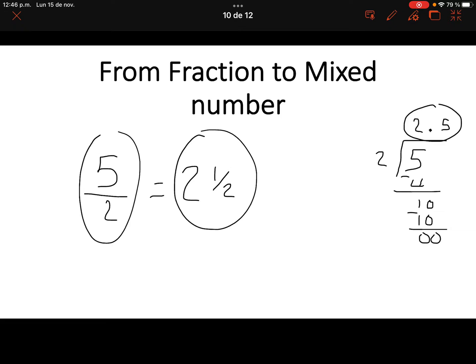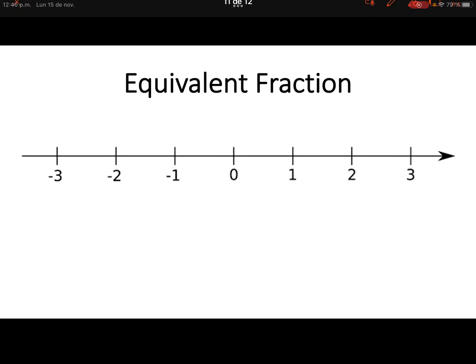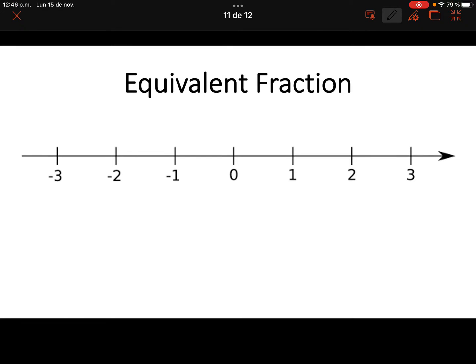Okay? Now, let's talk about equivalent fractions. Equivalent fractions are, in the number line, fractions that are exactly in the same position. For example, let's plot the fraction 1/2 in this number line.